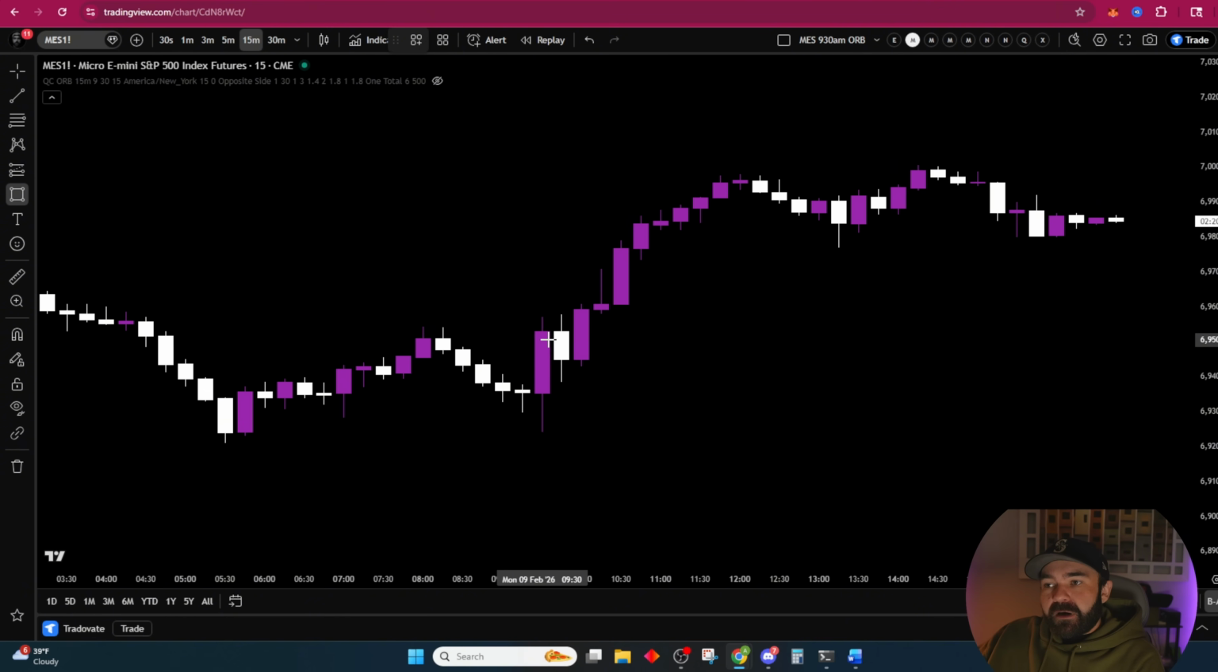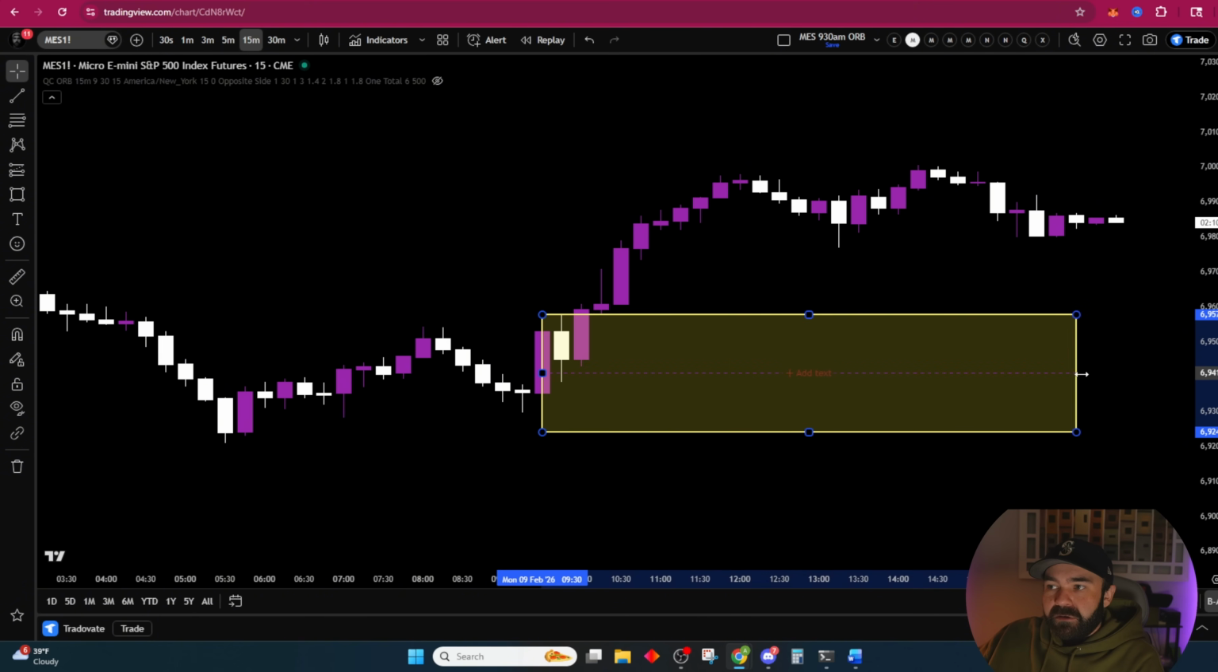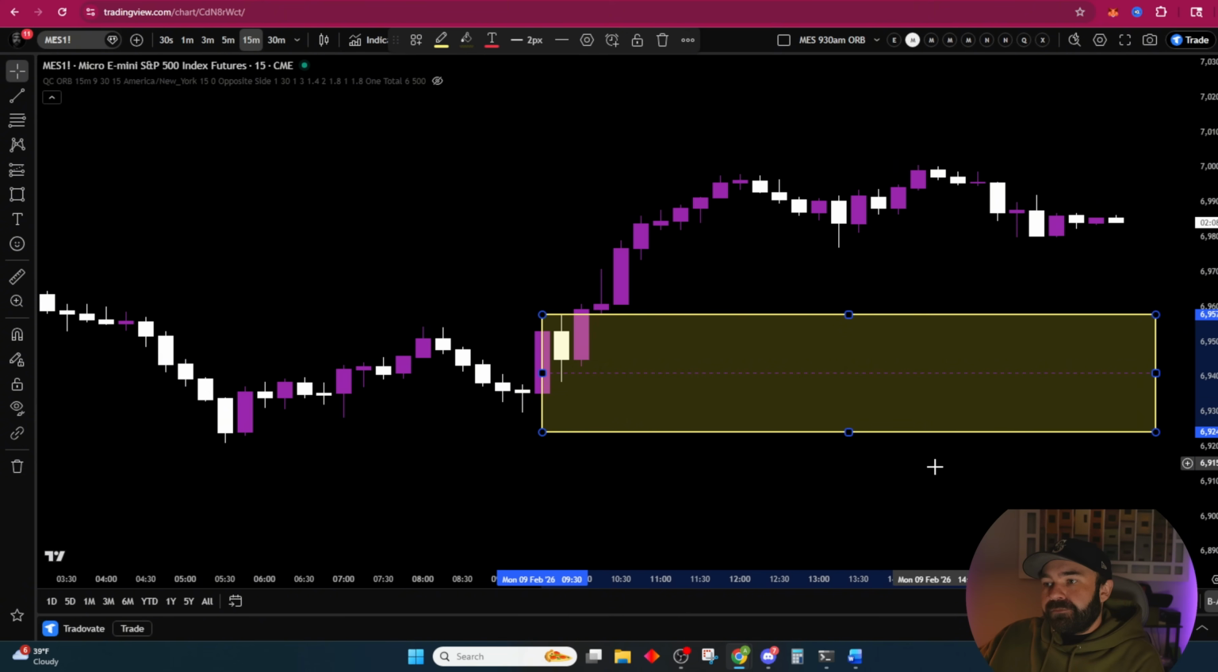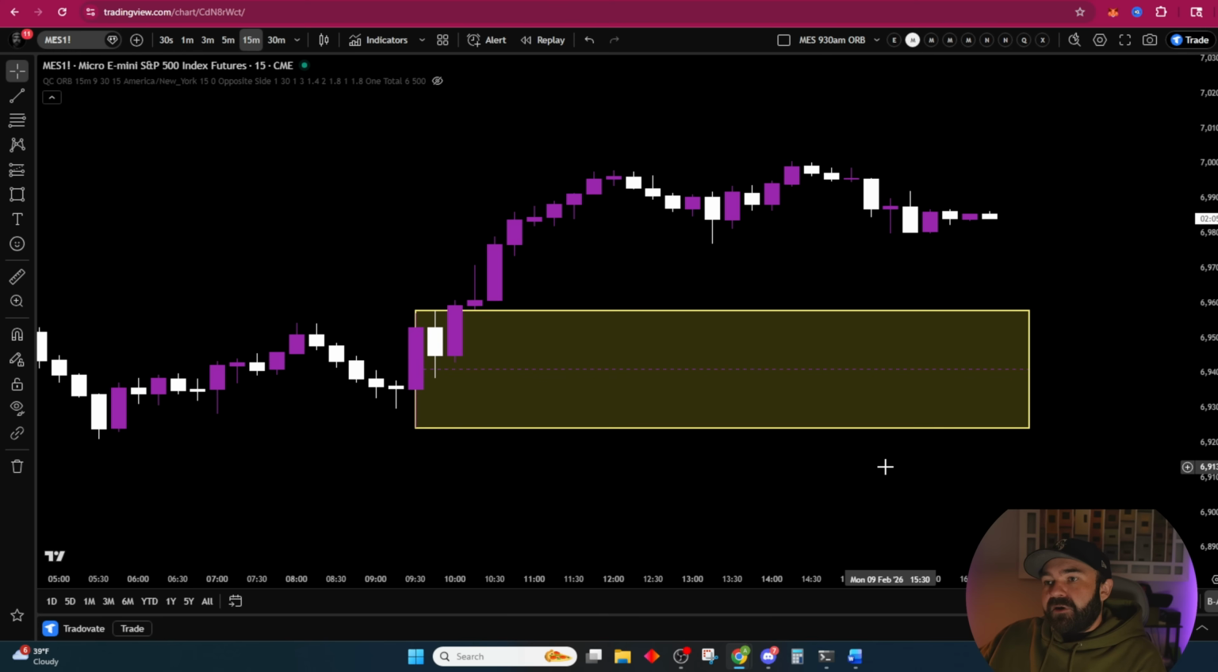So now you want to come back to this candle right here, the 9:30 15-minute, and you want to go from the top wick to the bottom wick, click, and then grab the middle and just drag it over like this. Your chart, if you're following along, should look exactly like mine, minus the colorful mess that mine is.